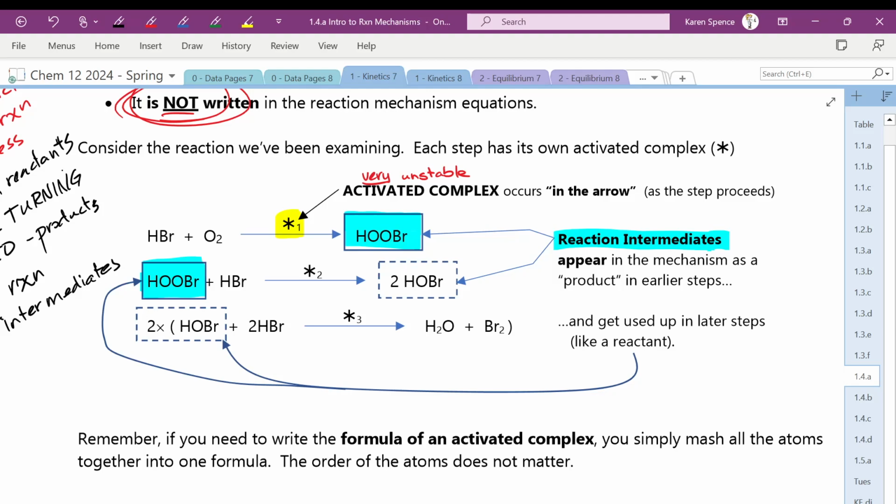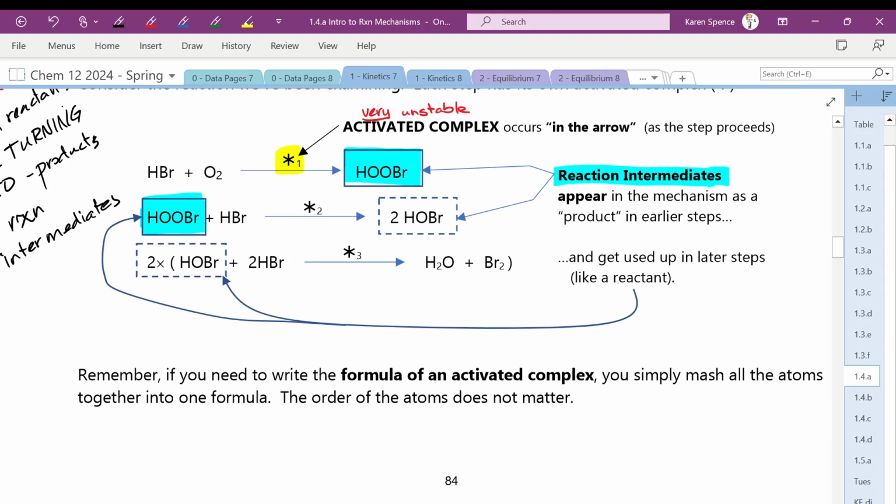So our reaction intermediates do appear in the equation. Normally, we would not write these little stars. Okay, like Marva was asking, normally we don't. We're just sort of putting them there so you know the difference between an activated complex and a reaction intermediate. Should you need to write the formula of an activated complex, you simply mash all the atoms together into one formula and put a star on it, and the order doesn't matter. But I'm not going to ask you to do that, so don't worry about it. Okay?